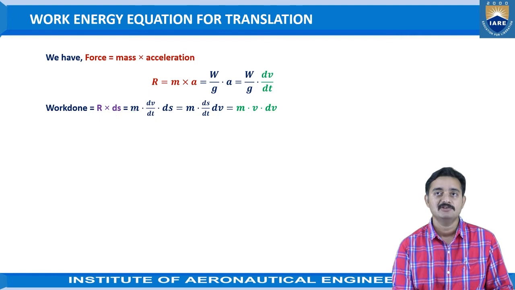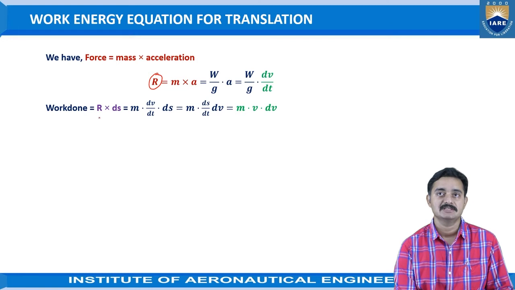So the value of r here is being considered as m into dv by dt. So this value has been applied here, m into dv by dt into ds. So this r has been written as m into dv by dt from this equation.